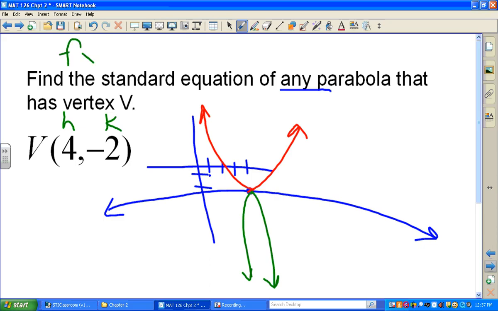Right, so you write f of x or y equals x minus 4 squared, minus 2, because you're down 2, right? And what about the any parabola? That's a specific parabola. That parabola is the one in red. How do you make it so it becomes blue or green? A. Hey, you just put the a right there.